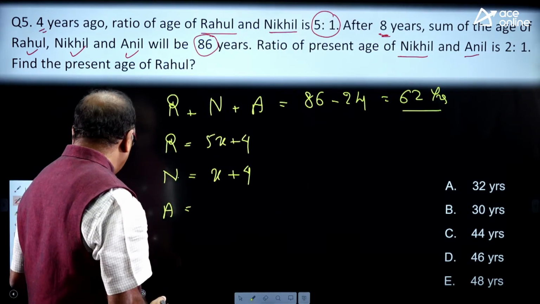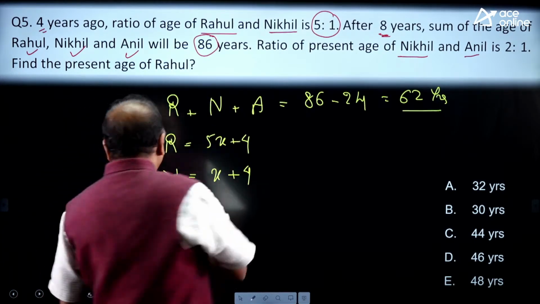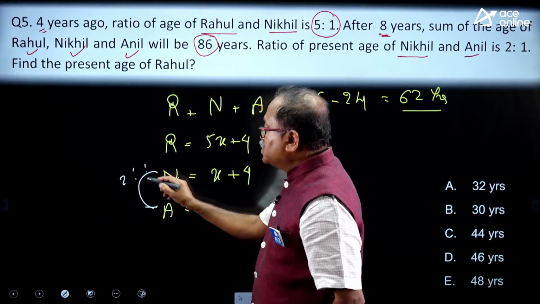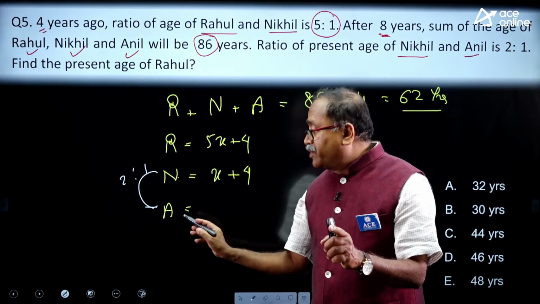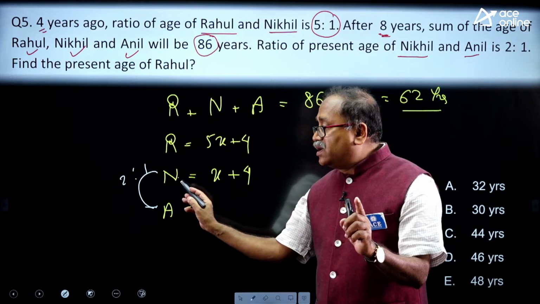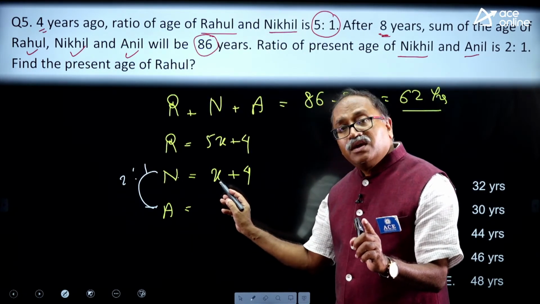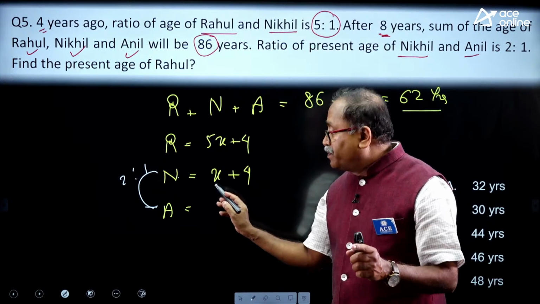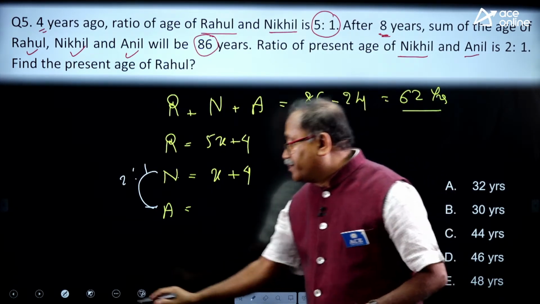So this is Nikhil to Anil. And this ratio is given as 2:1. If Nikhil is 2 parts, Anil is 1 part. That means if I divide Nikhil by 2, I will get Anil. So divide this x plus 4 by 2, I will get 0.5x plus 2.